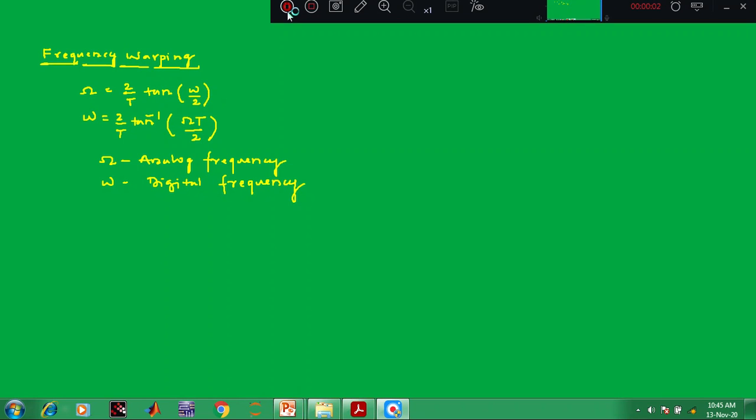So here comes another important concept in the design of digital IIR filters, that is frequency warping. Frequency warping is nothing but the conversion or transformation from one form of frequency to another form of frequency, that is converting the analog frequency into digital frequency or digital frequency into analog frequency. So that is known as frequency warping, right? Here we have two relations which give how to convert one form of frequency into another.